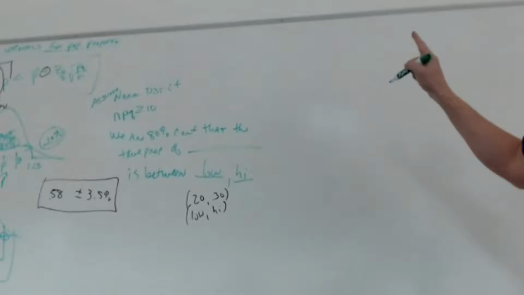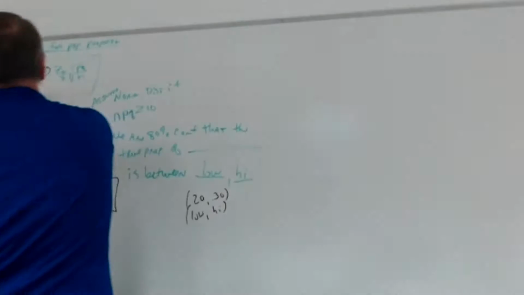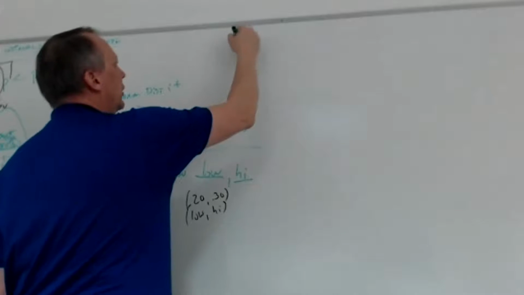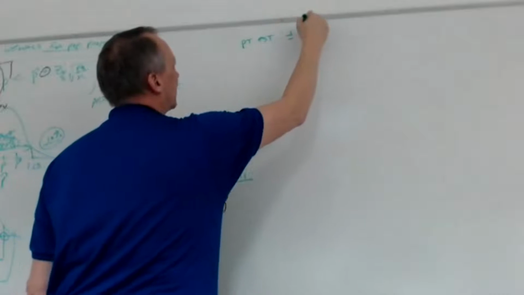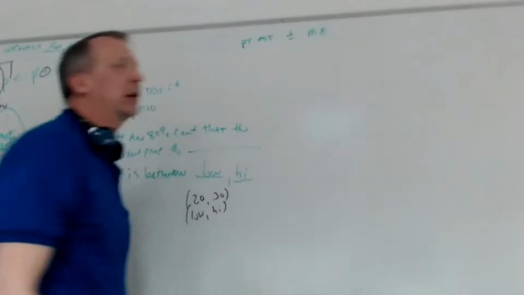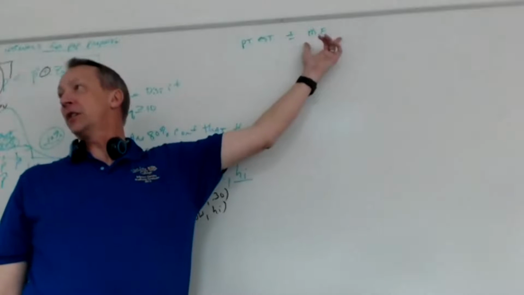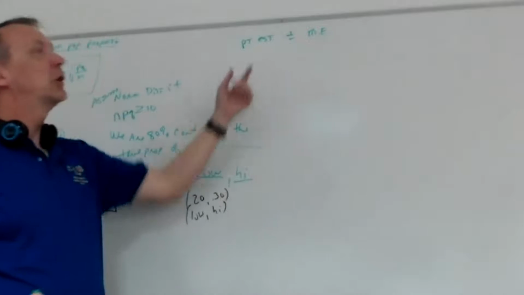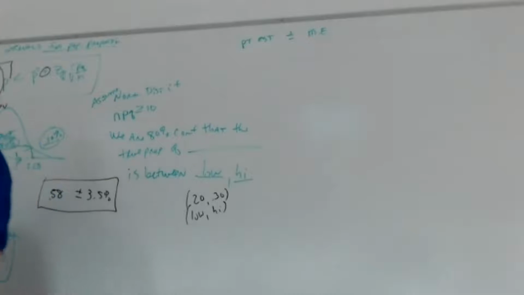At any rate, instead of writing it this way, here's how I would prefer to mention it. You're going to have some sort of a point estimate plus or minus some sort of a margin of error. Your margin of error is going to be based on your standard deviation times your critical value. Some examples of point estimates: you can think of a point estimate as a statistic.